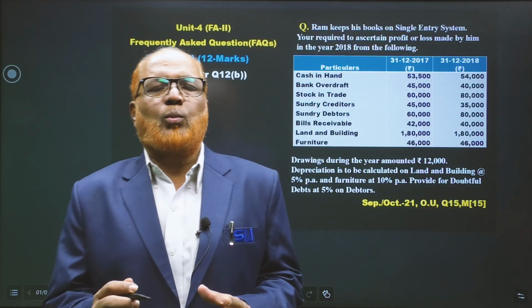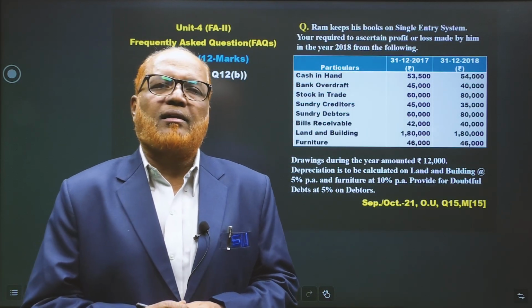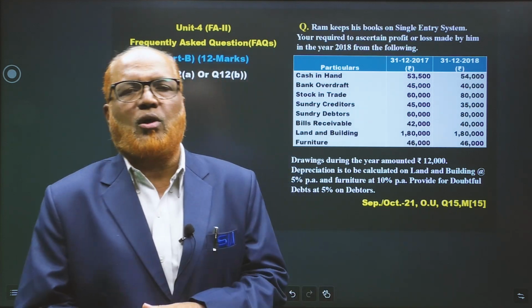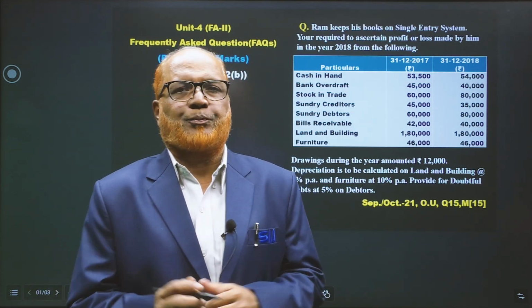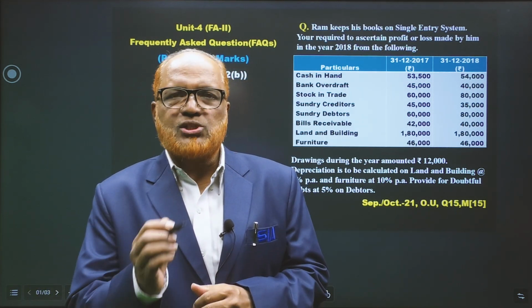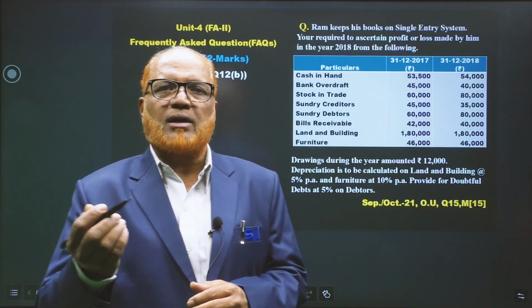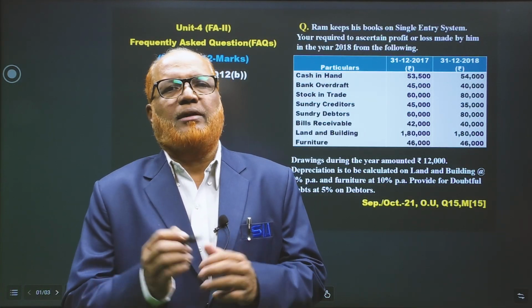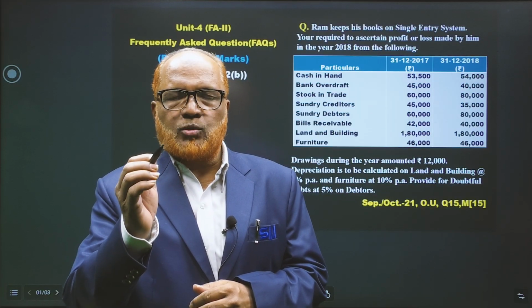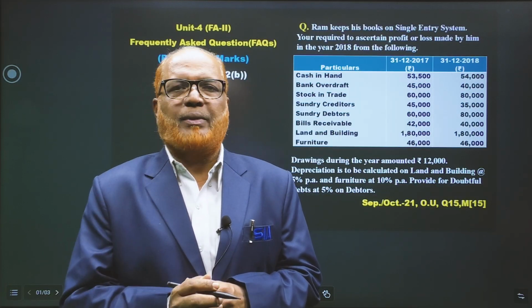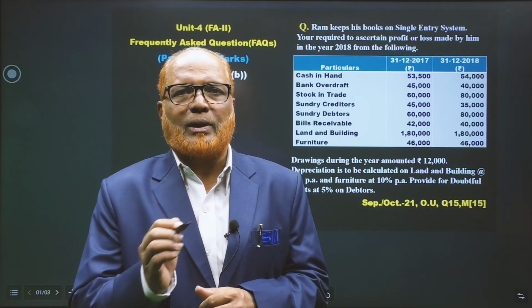So presently we are discussing single entry system, which is in Unit 4 of Financial Accounting 2. From this unit, you will get a 4 marks question in Section A and also a 12 marks question in Section B. So question number 12A or B, any one you have to attempt for 12 marks.